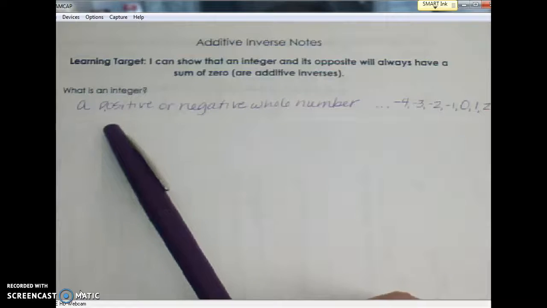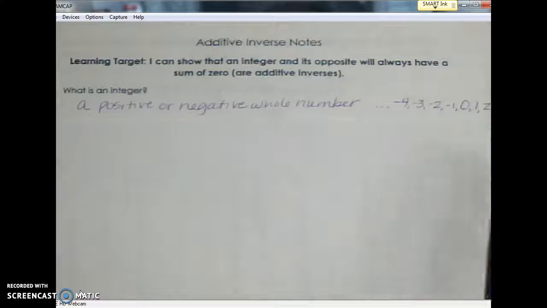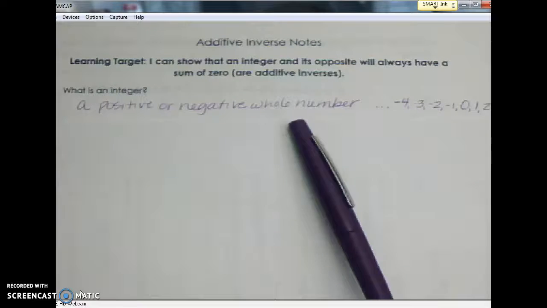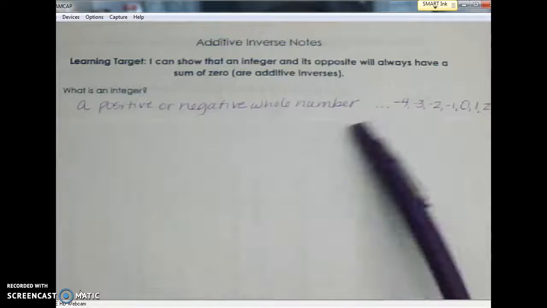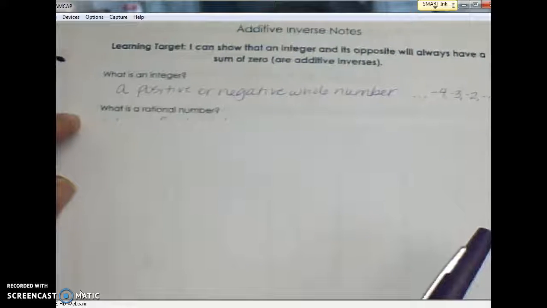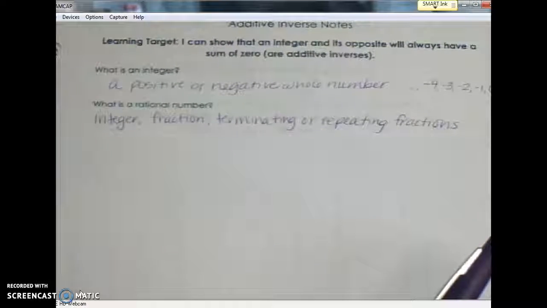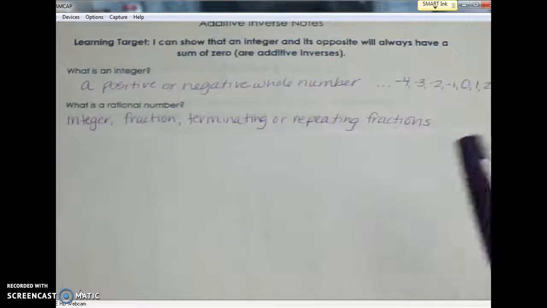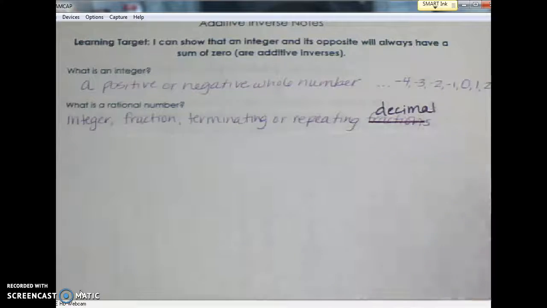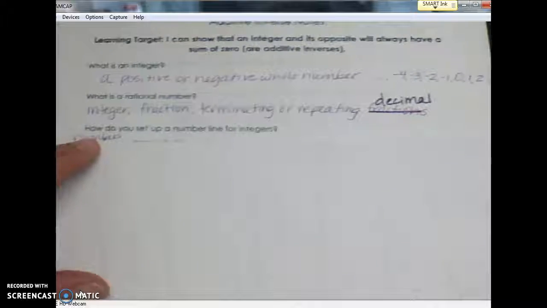So an integer is a positive or a negative whole number. For example, we can have 0, -1, -2, -3, -4, all the way out to infinity. 0, 1, 2, 3, 4, going on and on forever, all those whole numbers. We've already talked about what a rational number is. That would be an integer, fraction, or a terminating or repeating decimal. That was a typo on my end. So integer, fraction, terminating, or repeating decimal.